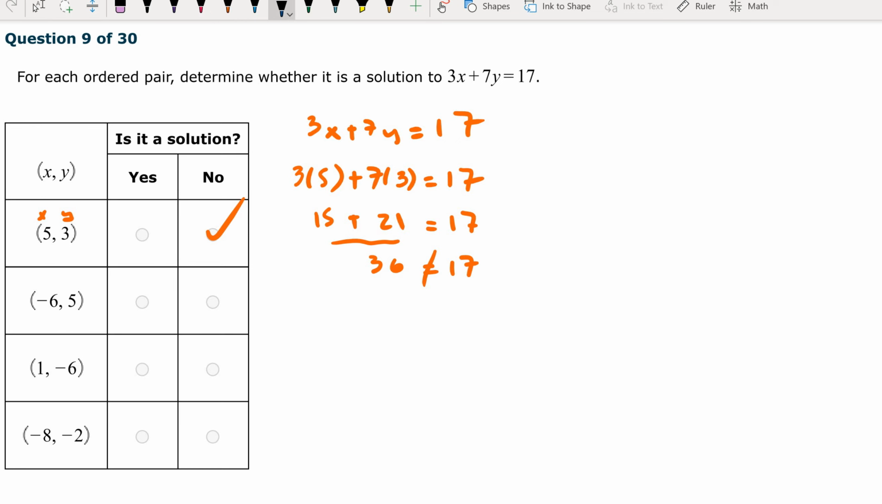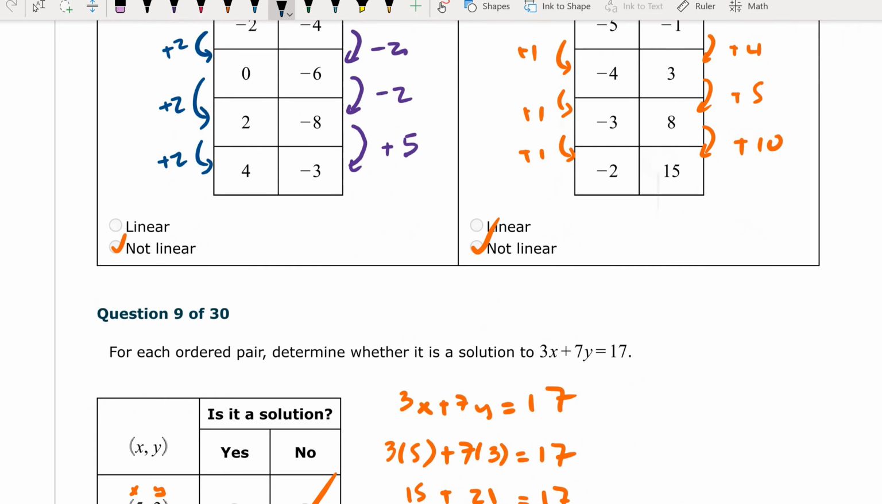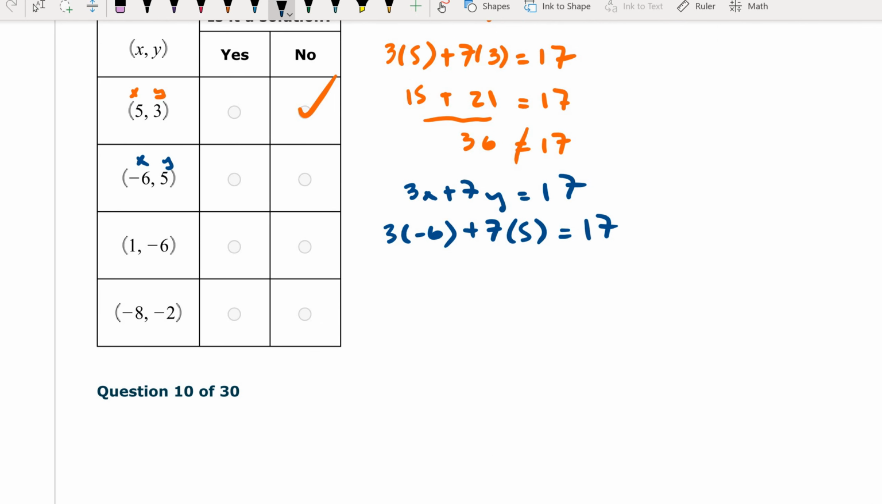So it's not equal, then it's not a solution. We do the same with the next point. 3x plus 7y equal to 17. 3 times negative 6 plus 7 times 5 equal to 17. Make sure this is x and y. Sorry about that. So negative 18 plus 35 equal to 17. Negative 18 plus 35, which gives you 17. 17 equal to 17, which is a true statement. It is a yes.